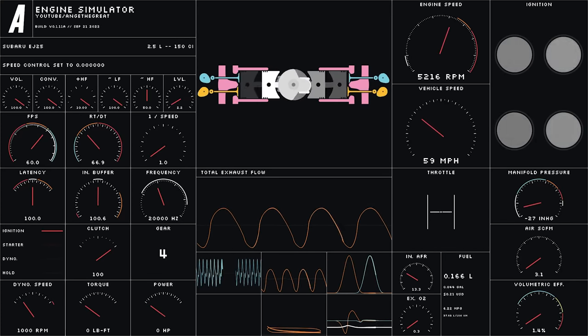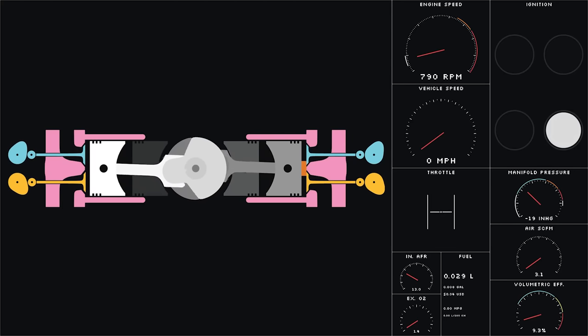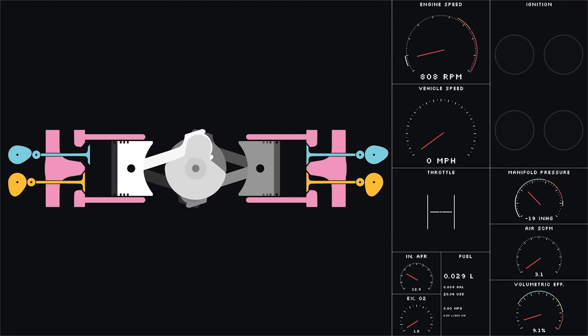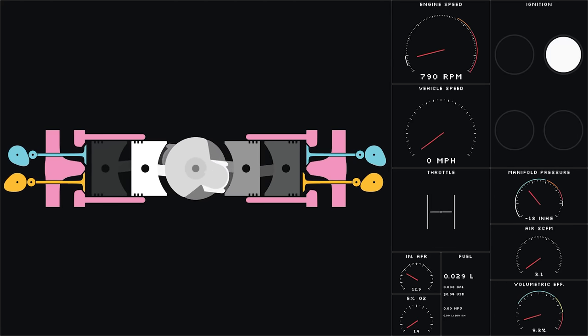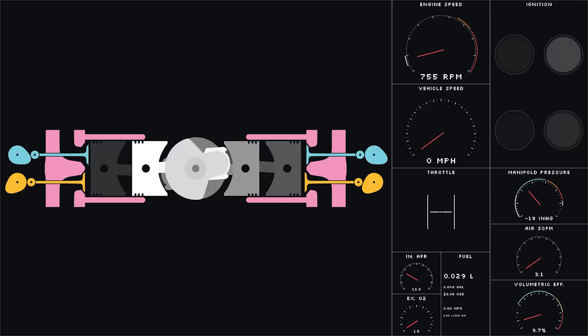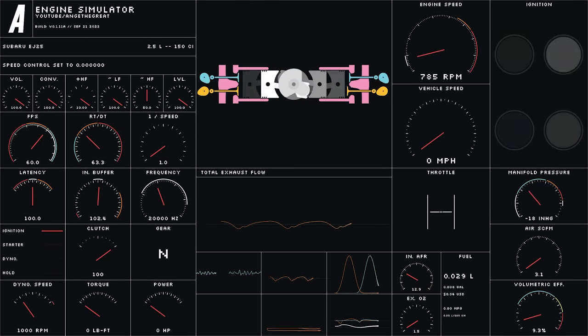Let's try unequal length headers, which causes the exhaust pulses from one bank to arrive later than the other, and this creates a sort of rumble sound in the exhaust. Let's see what that sounds like.